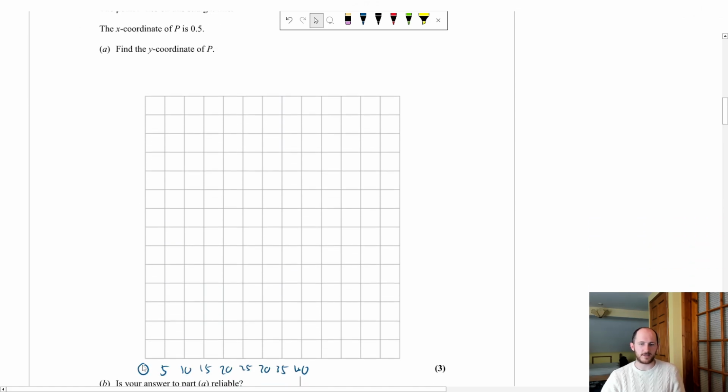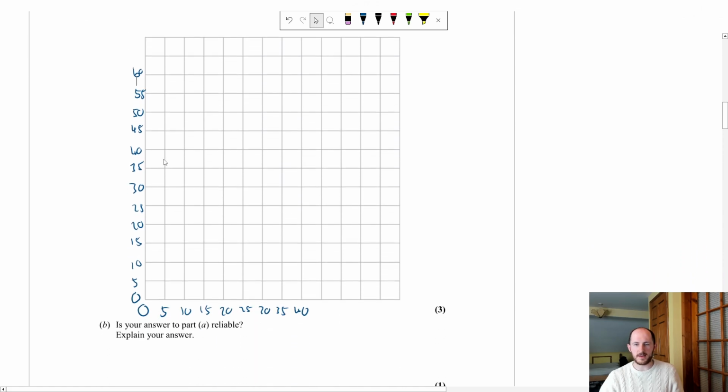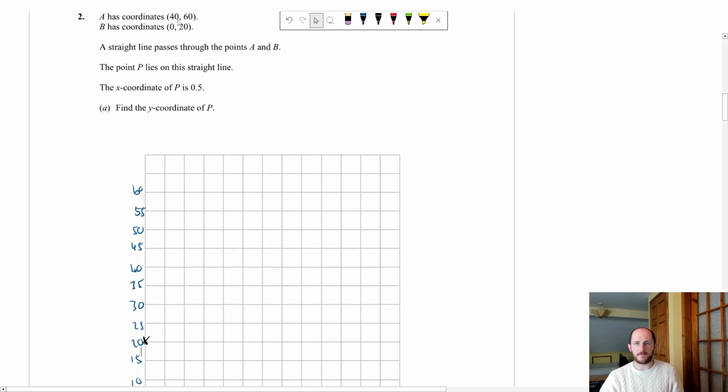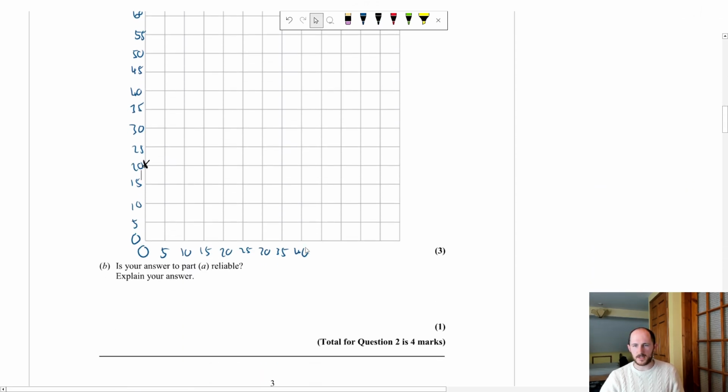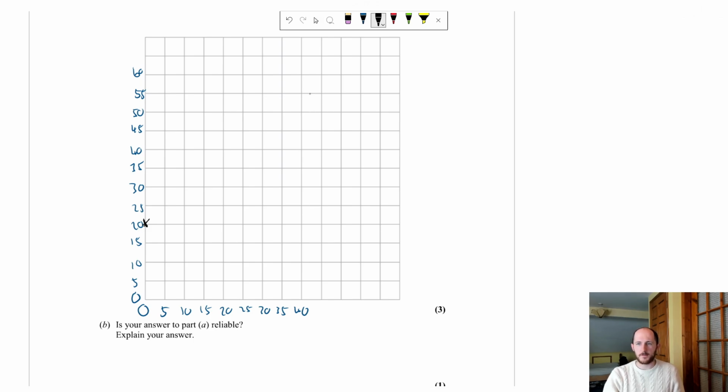So probably 0 to 60 is probably the best way to do it, because we want to start from the correct number. I'm going to expect we go up in 5s again: 5, 10, 15, 20, 25, 30, 35, 40, 45, 50, 55, and 60. So if we plot these 2 points, 0, 20, I want to plot them in black just to make it a bit easier to see. We have right over here. And then we have 40, 60. So 40 across and 60 up.